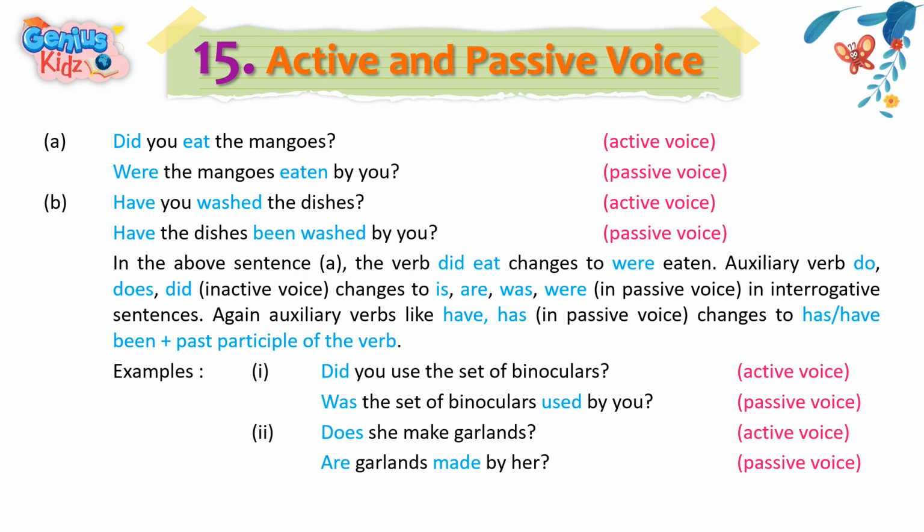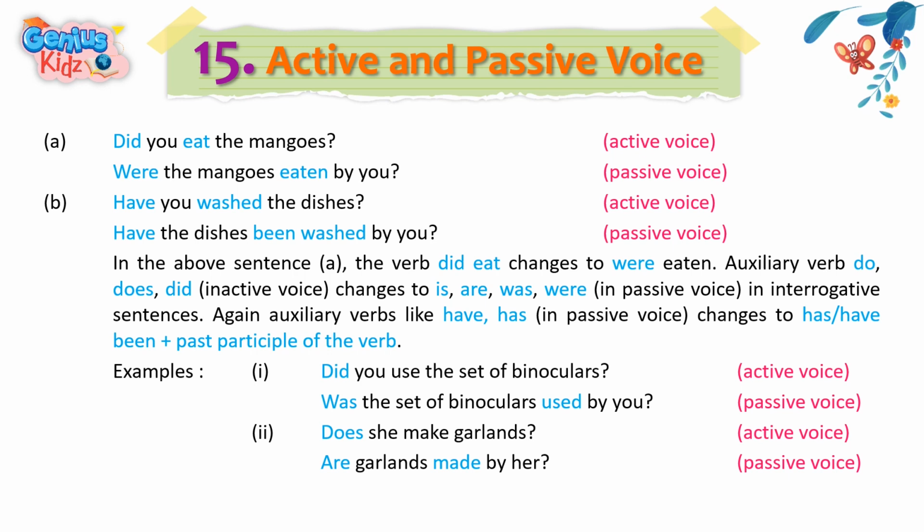In the above sentences, in A, the verb did eat changes to were eaten. The auxiliary verbs do, does, did in the active voice change to is, are, was, were in the passive voice in interrogative sentences. Again, auxiliary verbs like have, has in the passive voice change to has, have been plus the past participle of the verb.